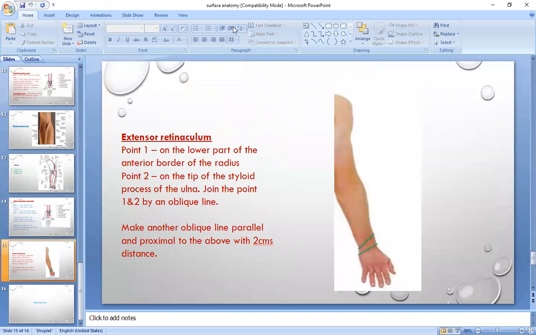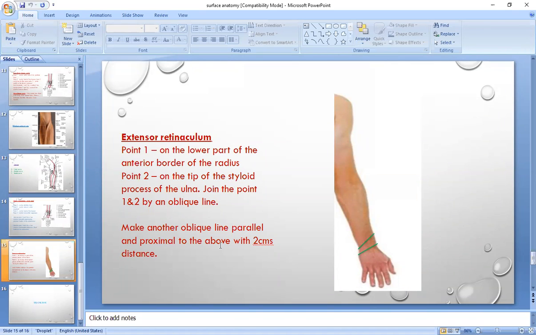Then the extensor retinaculum. See, on the back of the wrist, it is not like the flexor retinaculum. The first point is on the lower part of the anterior border of the radius, the lowest part. Then the second point is on the tip of the styloid process of the ulna. If you join these two points, it gives the distal border of the extensor retinaculum.